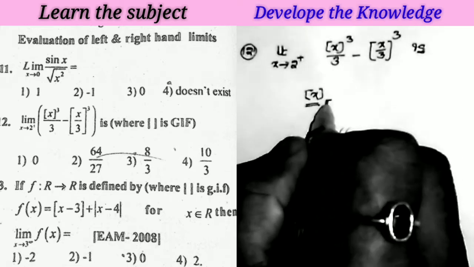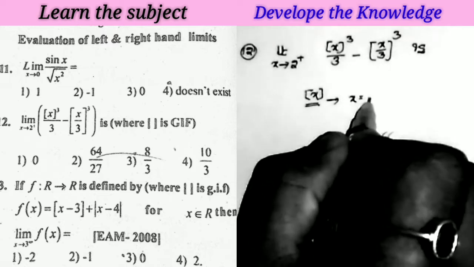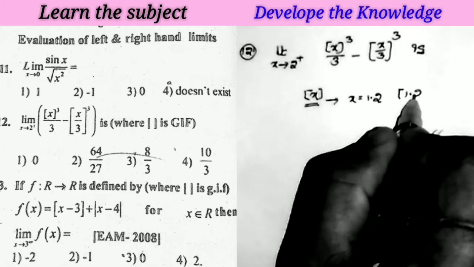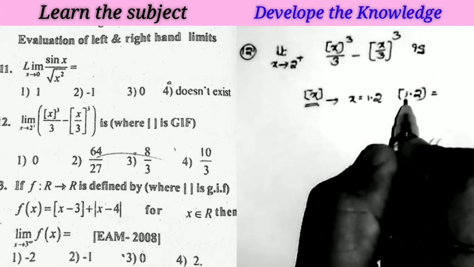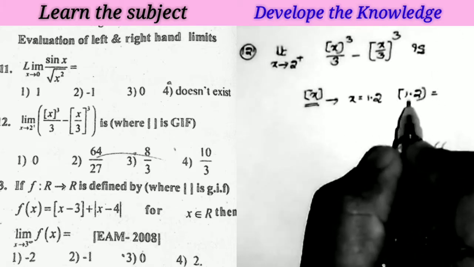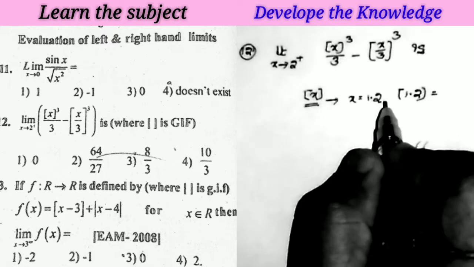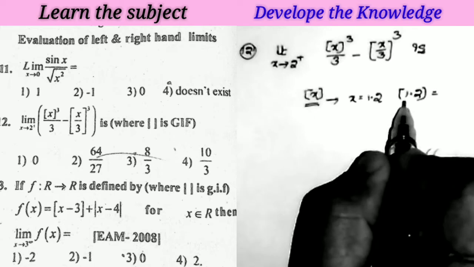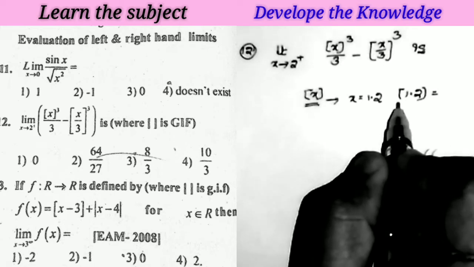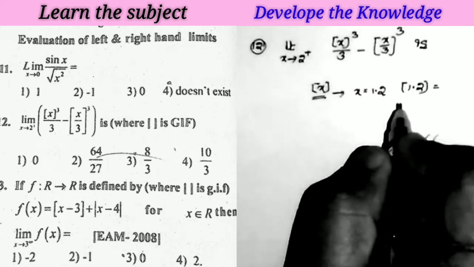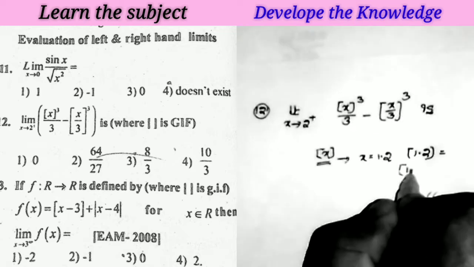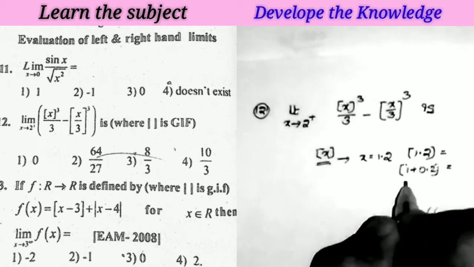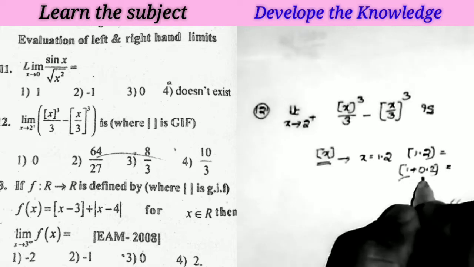Step x means the greatest integer function. Now how to find those values? For example, if I take x equal to 1.2, then what is the step x value? Step of 1.2 is equal to the greatest integer number involved in this number. That is the definition of the step x function. In 1.2 the integer part is 1 and 0.2 is the fractional part, so step of 1.2 is 1 plus 0.2.